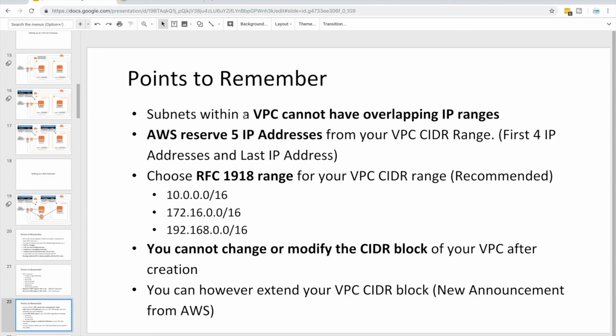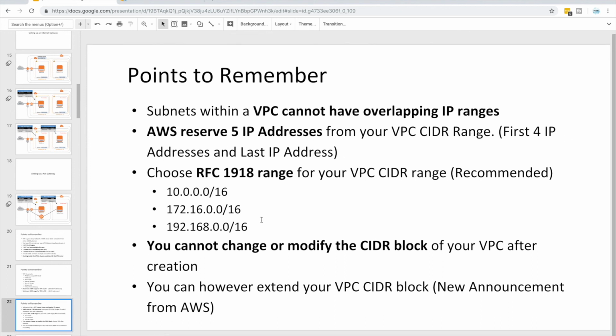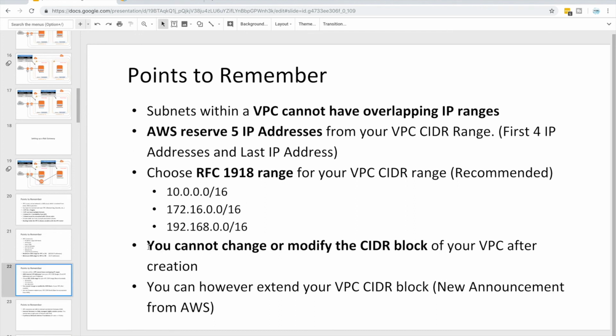We also talked about how subnets cannot have overlapping IPs, and AWS reserves 5 IP addresses from your VPC CIDR range: the first 4 IPs and the last IP. If you remember, I said it is recommended to use the private IP ranges from the RFC 1918 range, which are these three ranges. And this I didn't mention, but it's very important: you cannot change or modify the CIDR block of your VPC after you have created it. So when you create your VPC, it's recommended to use a large CIDR block, so in future you don't have to worry about modifying it.